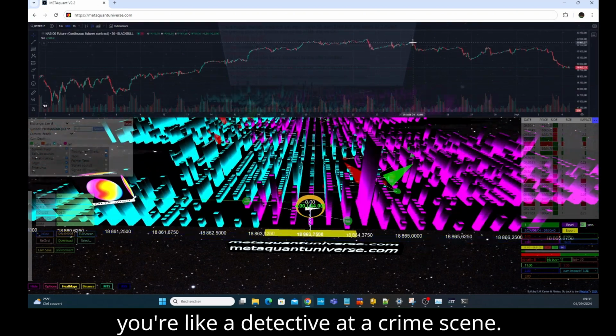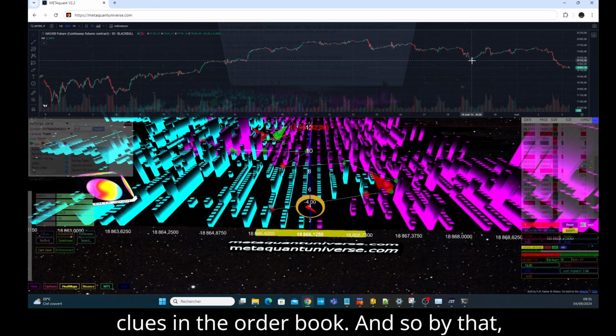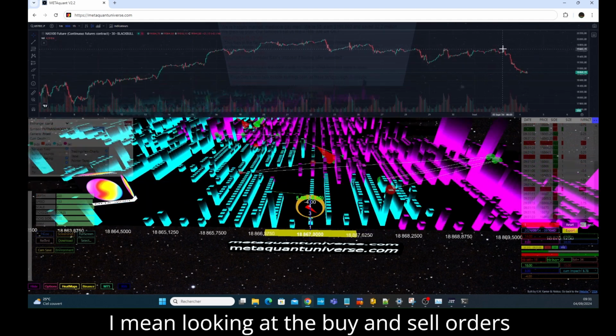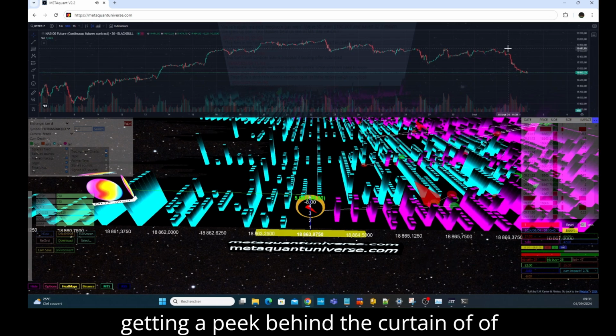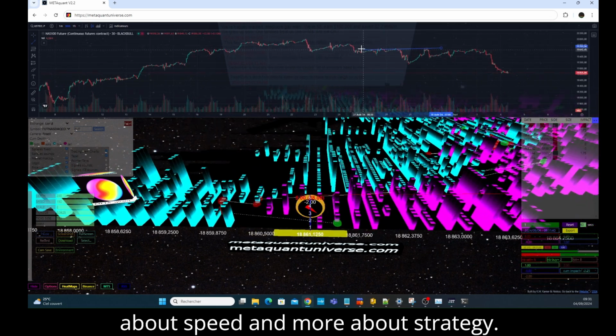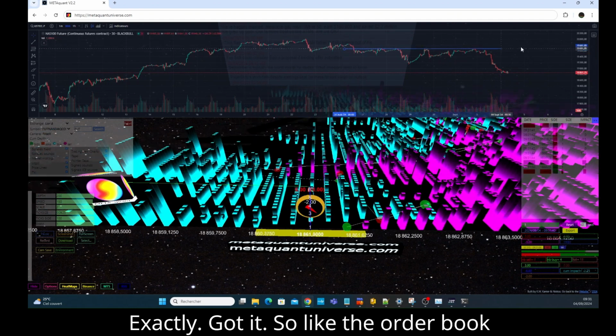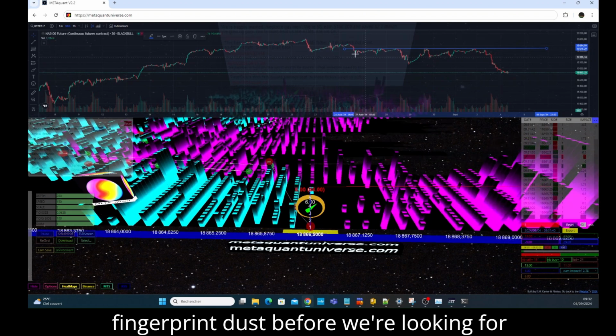So imagine you're a detective at a crime scene. Scalping is really about analyzing those clues in the order book. By that, I mean looking at the buy and sell orders that other traders have placed. It's like getting a peek behind the curtain of why the market's moving. Okay, so it's less about speed and more about strategy. Exactly. So the order book is our magnifying glass, our fingerprint dust. Exactly. That's where we're looking for the clues.